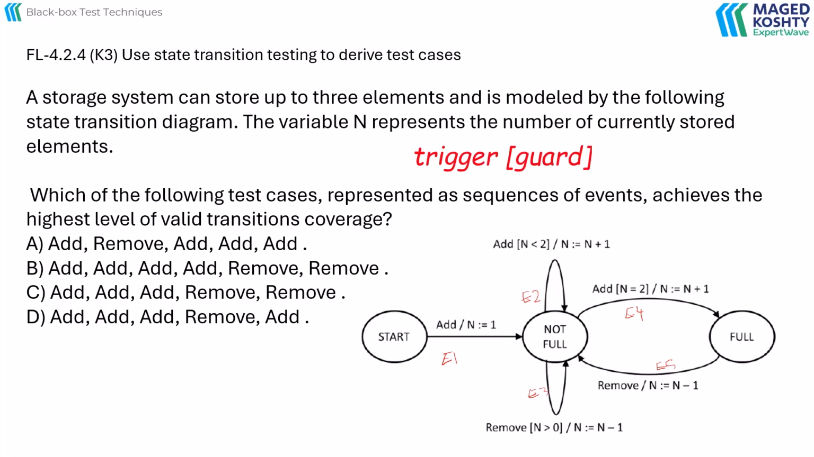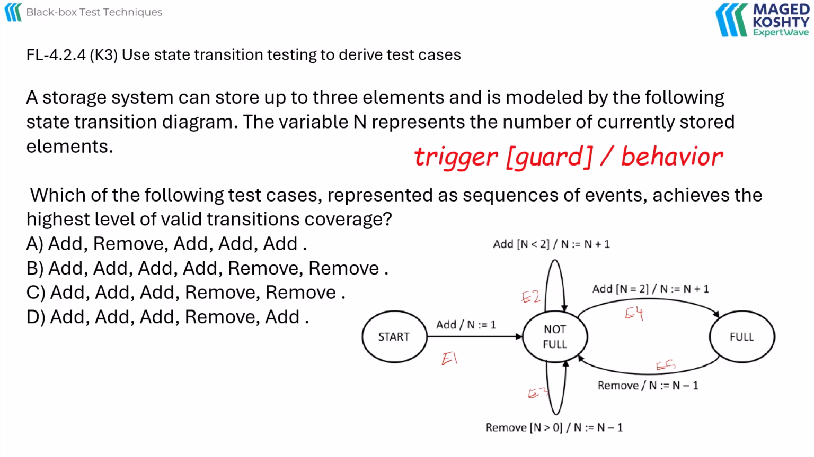If you remember, we mentioned the format of the transition label as trigger/behavior. In our example, the trigger is either add or remove. The guard is the condition that must be true to execute the behavior. N represents the number of elements currently stored. Each add event increases it by 1, and each remove event decreases it by 1.